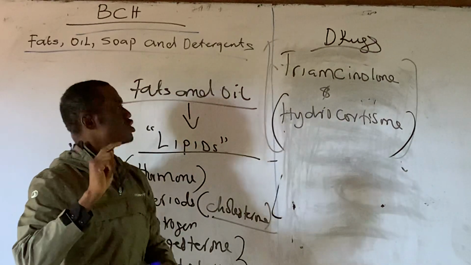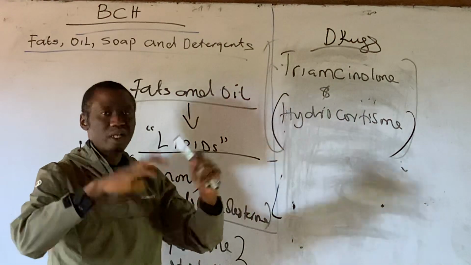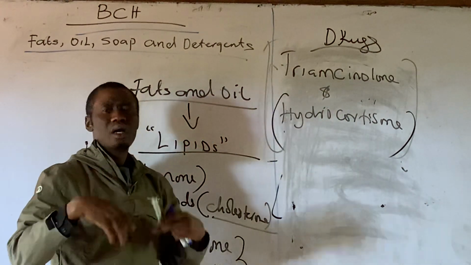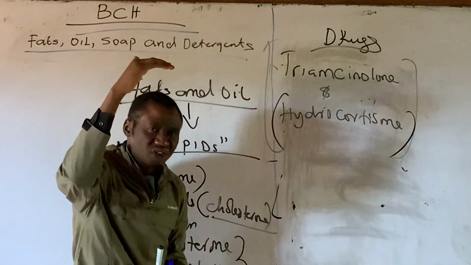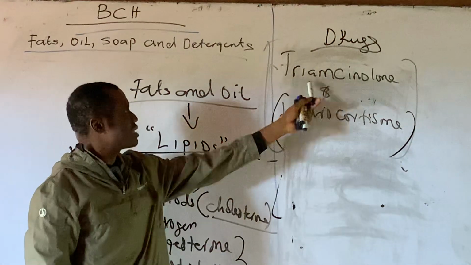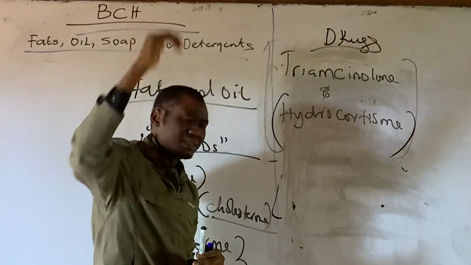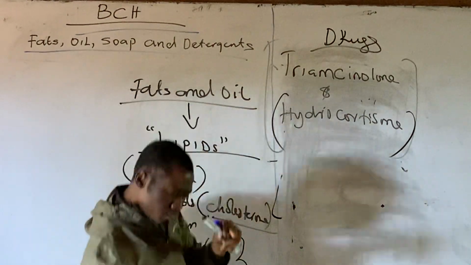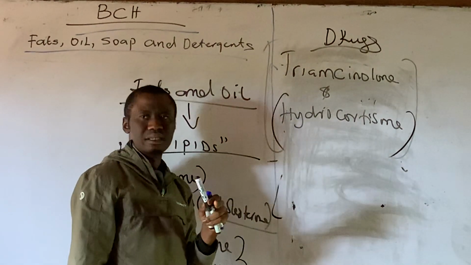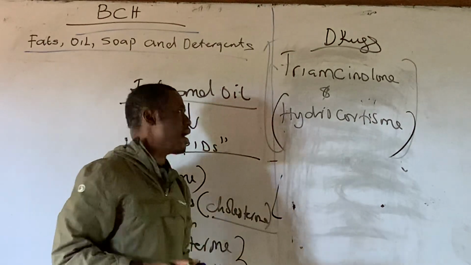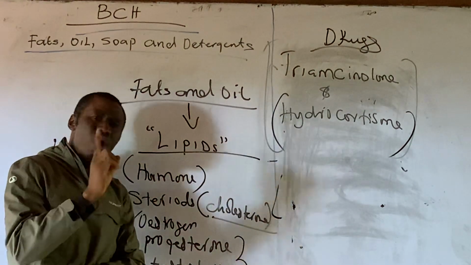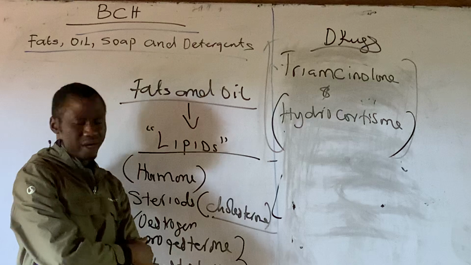So, next time you go to the market to get steroid drugs, ask questions whether it has high potency or low potency. Because this guy has medium to high potency. This guy has low to medium potency. You understand what I'm trying to say? Yes, sir.